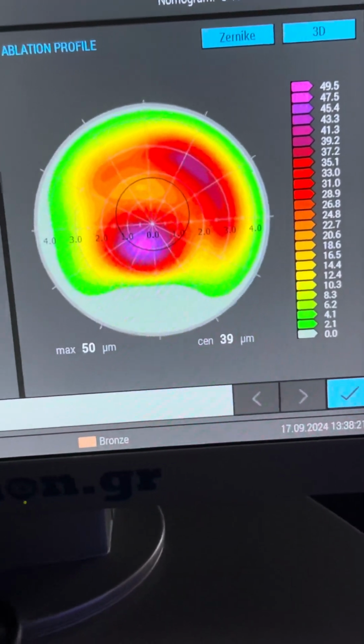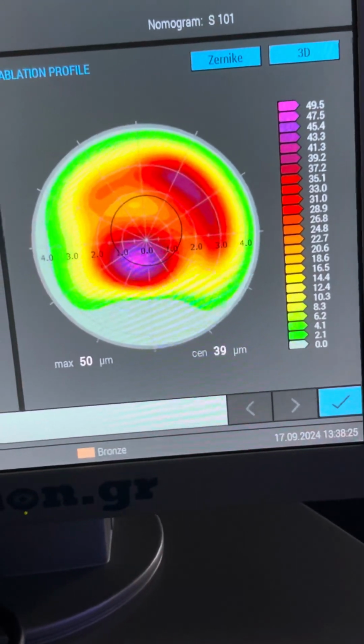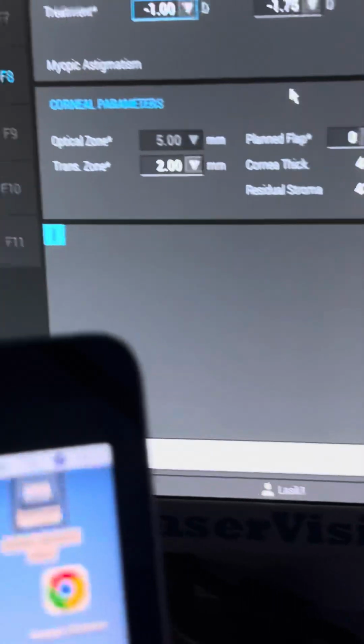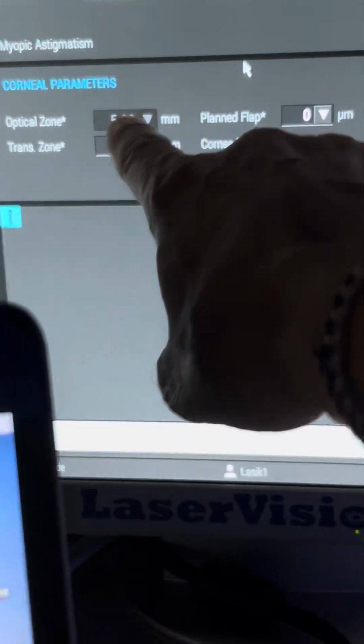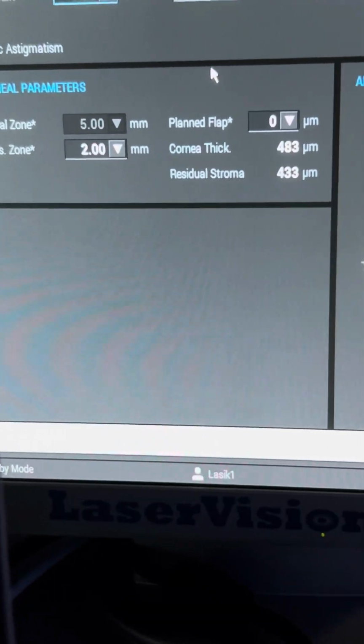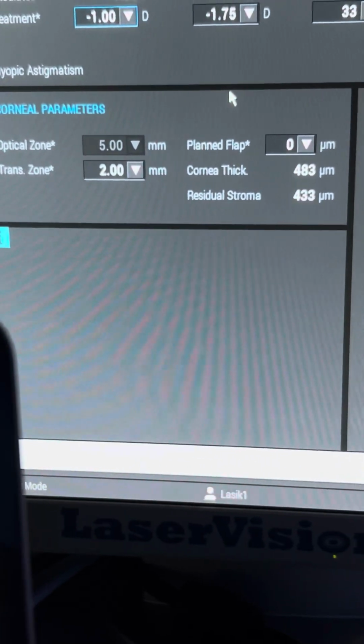Maximum treatment over the cone, 15 microns. We can handle it. We have over 450 microns minimal thickness. And this will be treated at an optical zone of 5mm with a transition zone of 2mm. If this was a US patient, we'd have to treat at a minimum 6mm optical zone.